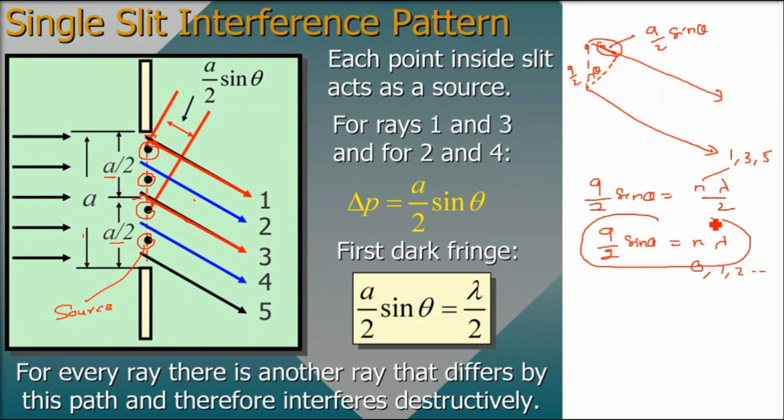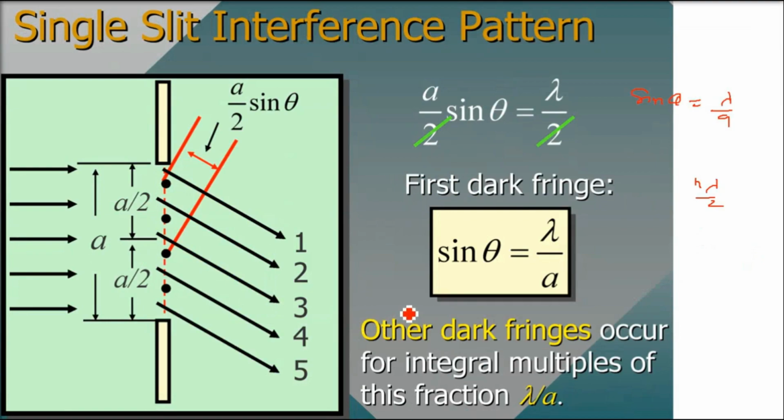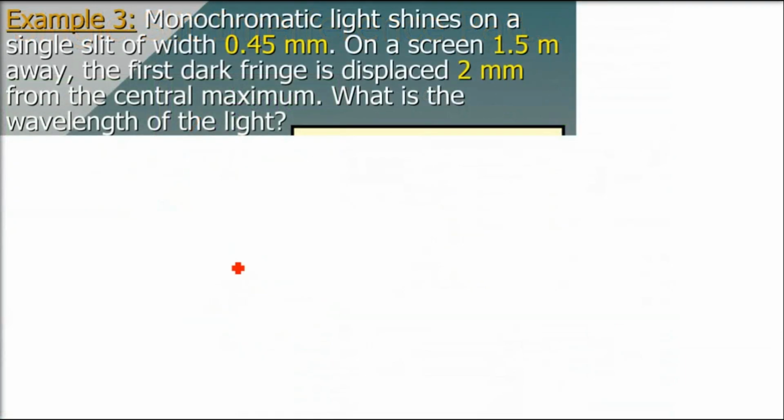Okay, so you can also find out for the bright fringe in the same way. Just you have to use n lambda. So this is for the first one. This is for the first dark fringe. Then we have the second dark fringe, third, so you have to take the integral multiple.